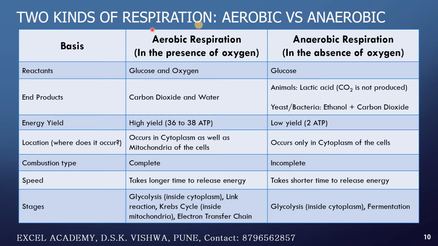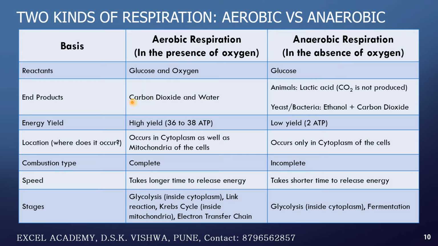So there are two kinds of respiration, aerobic versus anaerobic. These are the points on which we are going to differentiate between these two types of respiration. The reactants in aerobic respiration are glucose and oxygen, whereas in anaerobic respiration there is only glucose, because anaerobic respiration takes place in the absence of oxygen.